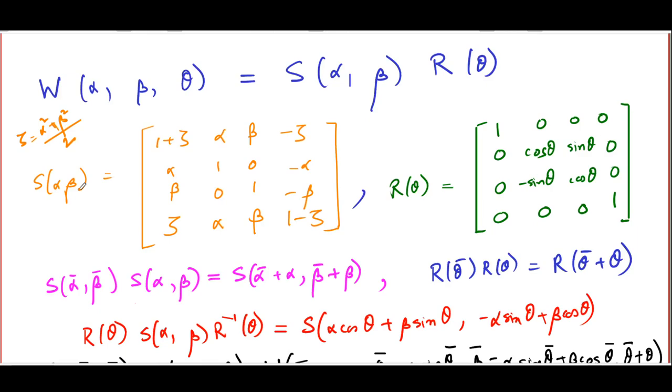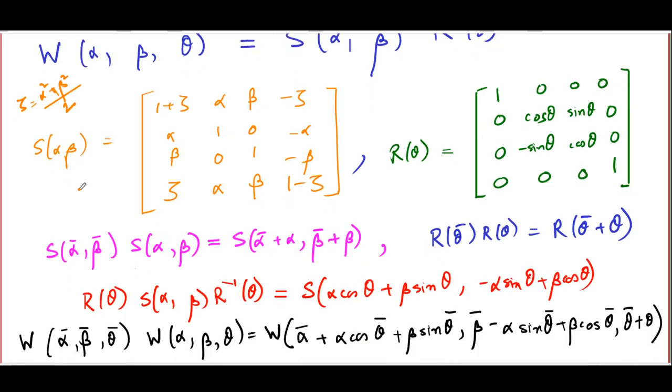We have figured out already that R(θ) S(α,β) R⁻¹(θ) is S(α cos θ + β sin θ, −α sin θ + β cos θ). So basically R(θ) conjugation on S(α,β) rotates α and β through an angle θ. Now that is easily understandable in terms of the connection with ISO(2).